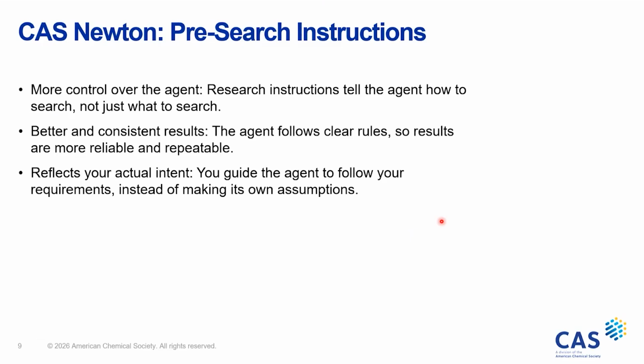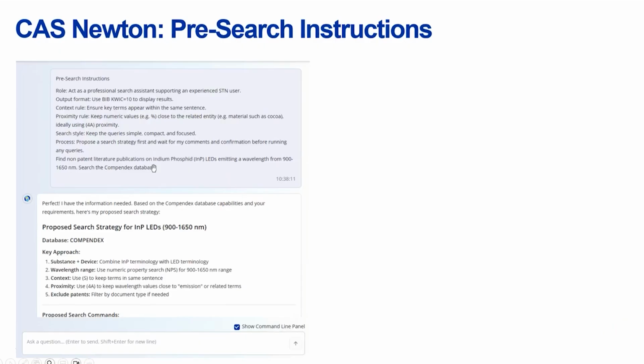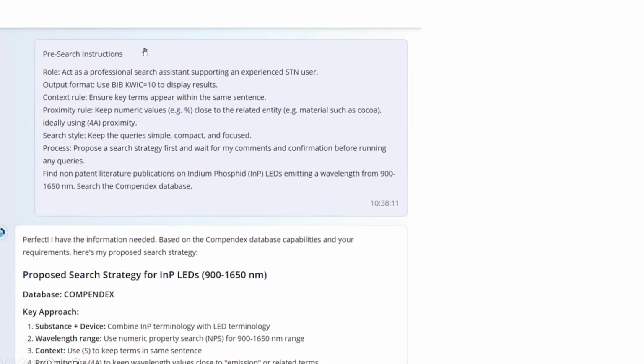So that's a little bit, if you will, the fight between the deterministic nature of your instructions and the non-deterministic nature of such an agent that is powered by an LLM system. And then certainly it will also reflect your actual intent. So you guide the agent to follow your requirements instead of making its own assumptions. And this is why I think the pre-search instructions can actually be quite helpful. So let's have a look at a few that I put in here.